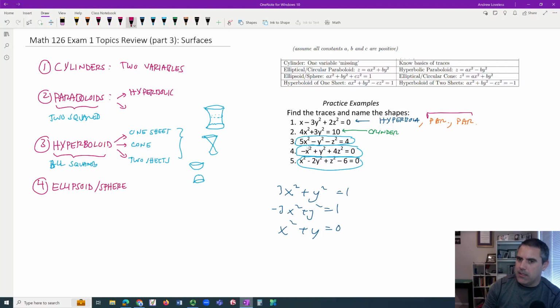If I covered up the z, it's a hyperbola because it has squared terms with a minus between them. So this is a hyperbola. But there's one trace: if you cover up, you get a circle.